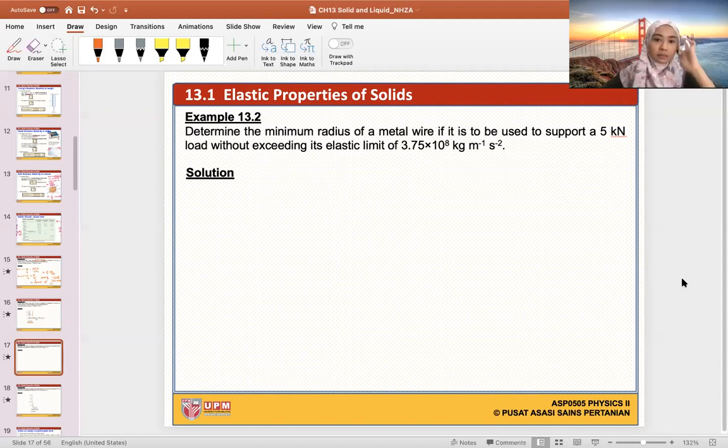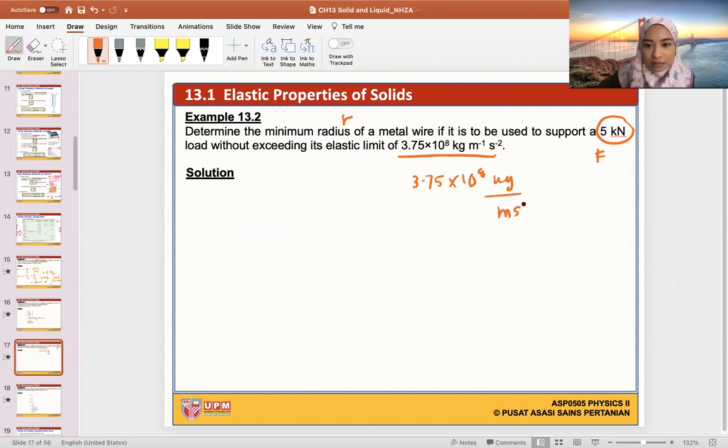Okay, so determine the minimum radius of a metal wire. Now it's asking what is the radius of a metal wire if it is used to support 5 kilonewton, that is your force, without exceeding its elastic limit or modulus of 3.75 times 10 to the 8 kilogram per meter second squared.